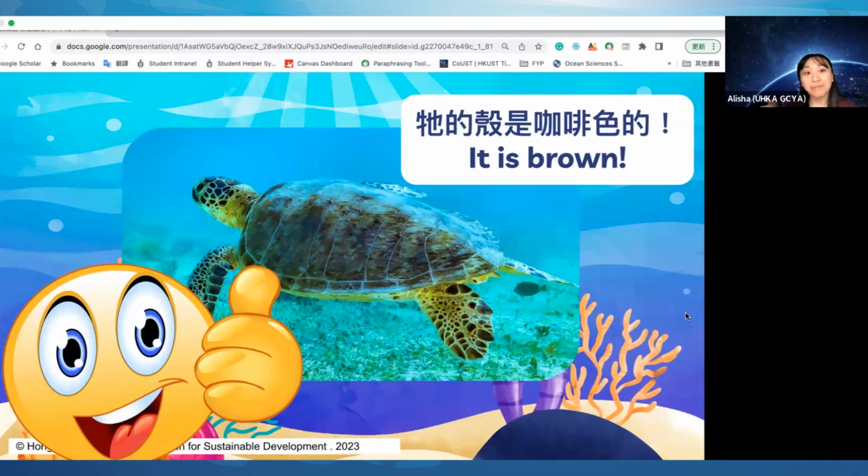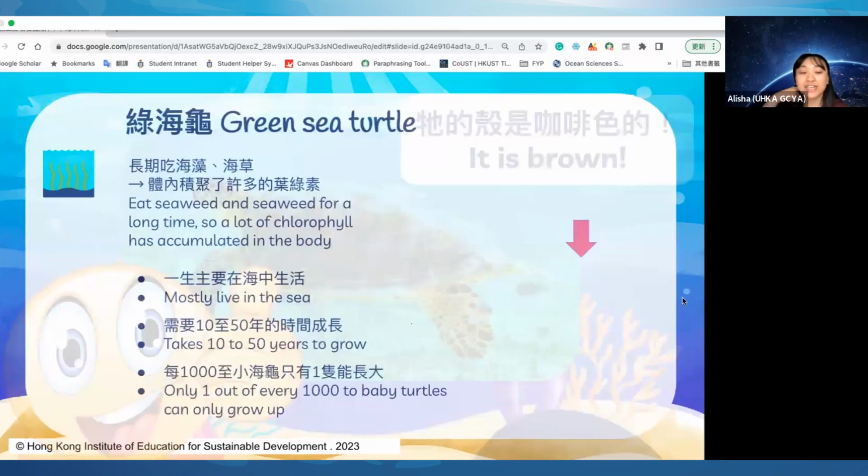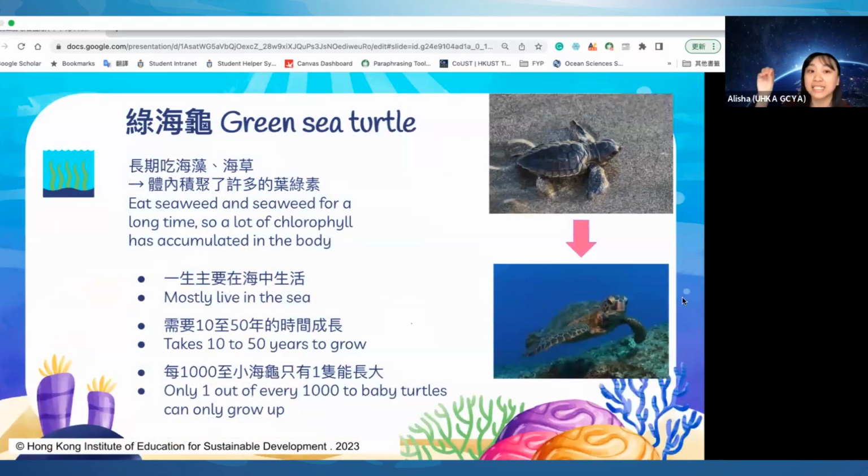Actually, the name of the green turtle is related to what they eat, and also the essential elements that accumulate in their body. You can see that the green turtle is eating some green food. These are actually some algae, seaweed or sea grasses. These foods are all green. If the green turtles eat this food, their body will accumulate a lot of chlorophyll, which is a green element in their body.